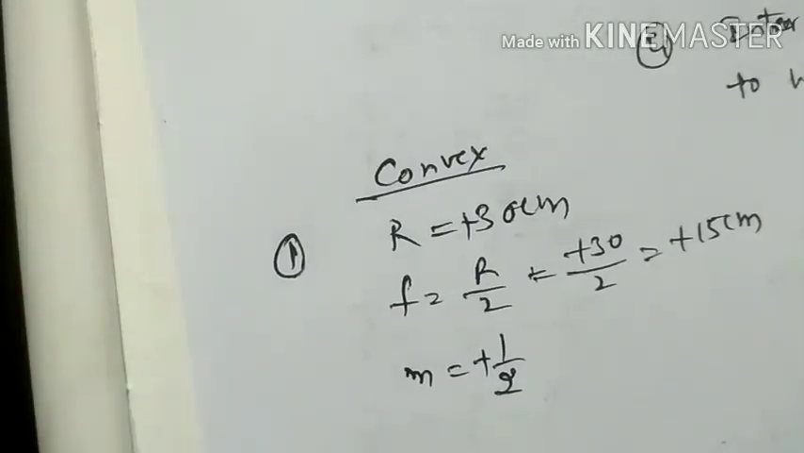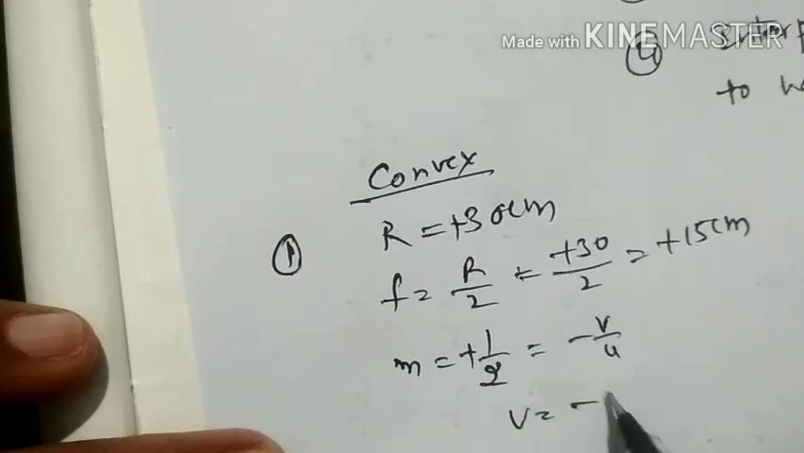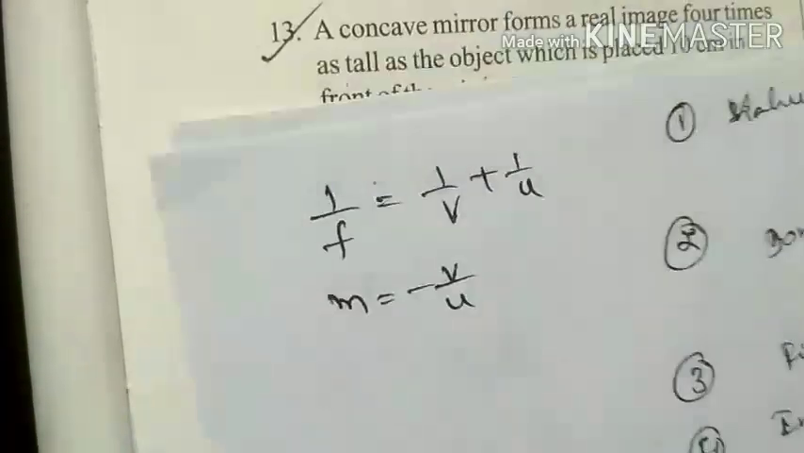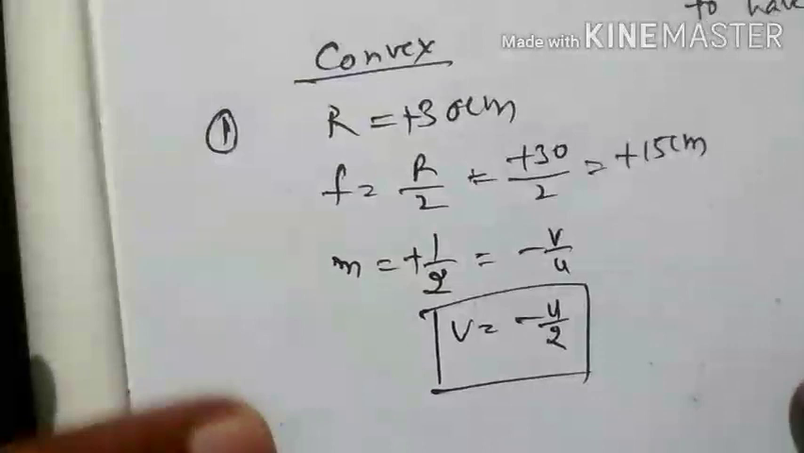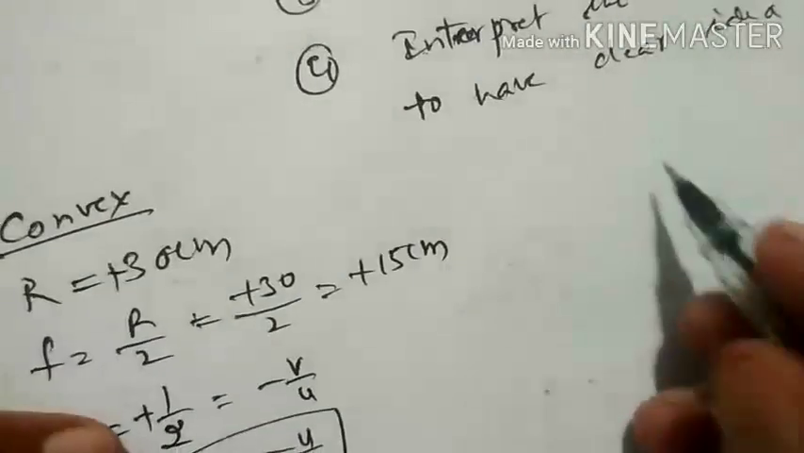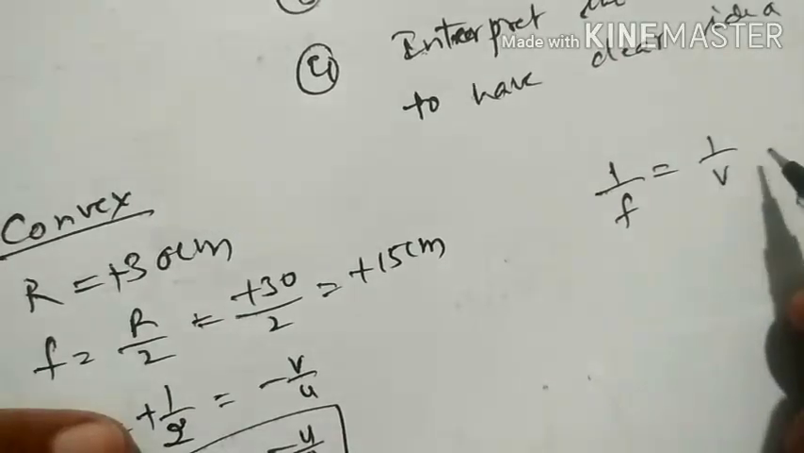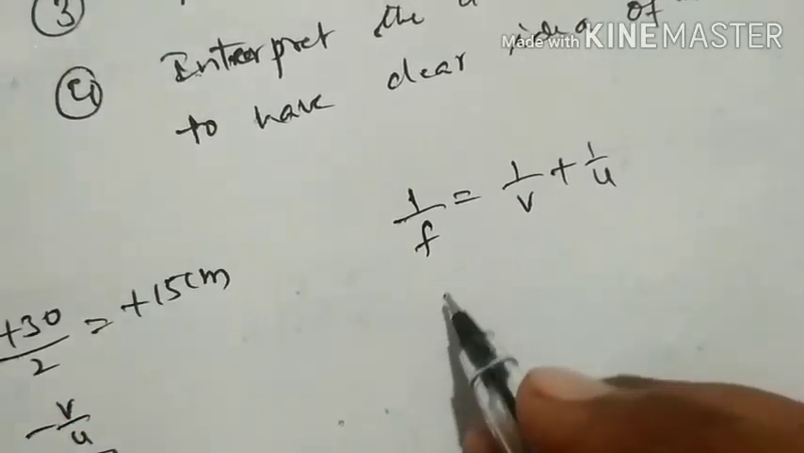So this knowledge must be there. m is equal to minus v by u. So you can write v is equal to minus u by 2. Find the position of the image. So how can you find the position of the image? You substitute in the mirror formula: 1 by f equal to 1 by v plus 1 by u.